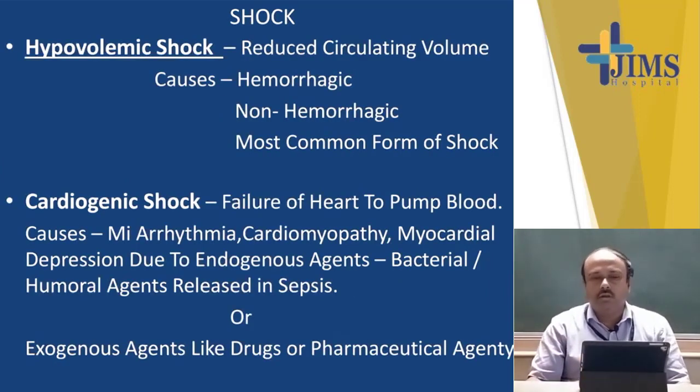Coming to hypovolemic shock, the reduced circulating volume is caused by either hemorrhagic or non-hemorrhagic reasons, and this is the most common form of shock. Next is cardiogenic shock, where the heart fails to pump the blood, and the reason lies in the heart. The reason may be either an AMI, post-AMI, arrhythmia, cardiomyopathy, or myocardial depression due to any medication or any endogenous or exogenous agents. Even bacterial toxins may lead to myocardial suppression or depression, and exogenous agents like medicines cause myocardial depression too.